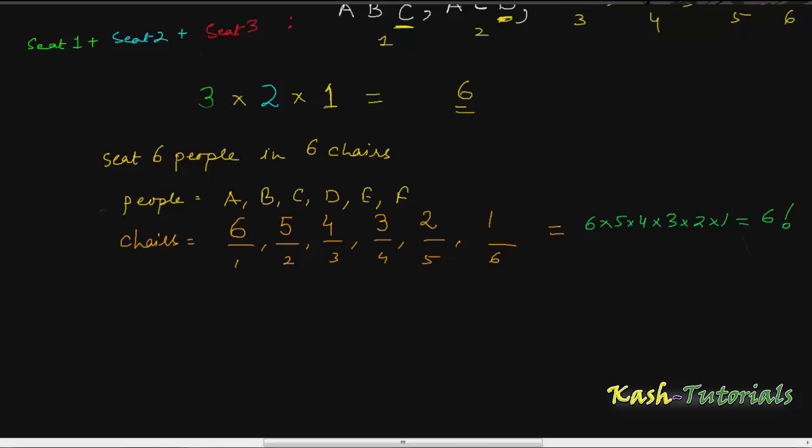Now suppose we want to seat these 6 people and we don't have 6 chairs, we have only 3 chairs. So once again the people would be the same people we are taking.